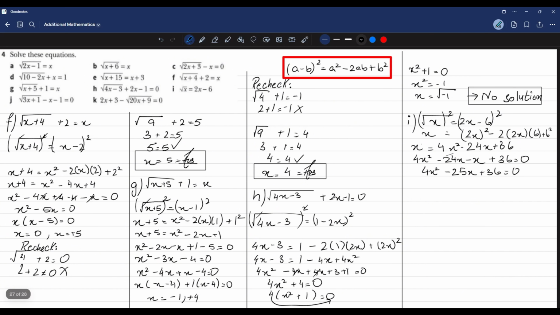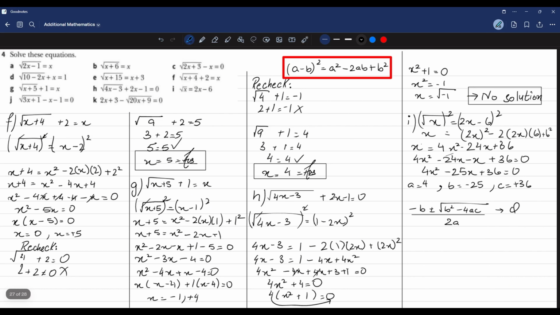Now, 36 multiplied by 4 is 144. You could use the middle term breakdown method for this one, but personally, when my values get a little bit bigger, I use the quadratic equation. So a is equal to 4, b is equal to negative 25, and c is equal to positive 36. We have the equation minus b plus minus under root b squared minus 4ac divided by 2a.